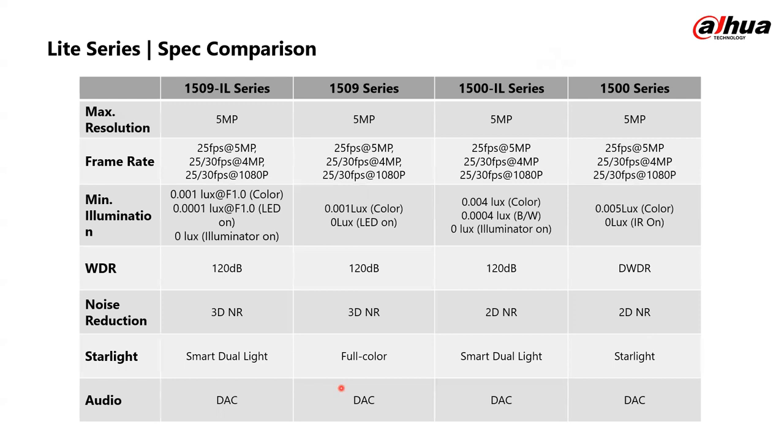More on the 1509s or maybe the 1500 series, I'll find that now they have different resolutions again, or similar resolution, that is 5 megapixels for all. What changes basically are the functions. We have the starlight function. This is supposed to be a full color function with a starlight function. Here we have a smart dual lighting. This is a full color with smart dual lighting. Then here we have just a starlight function.